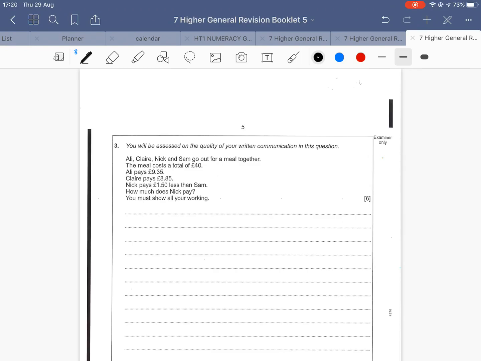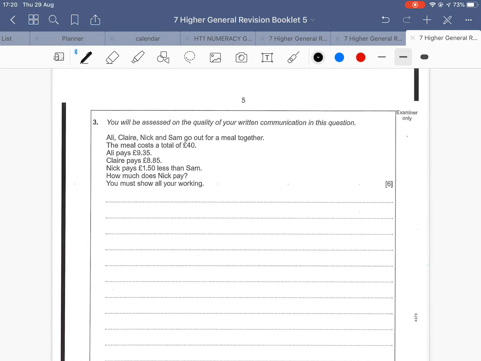Okay, question 3. You'll be assessed on the quality of your written communication in this question. Ali, Claire, Nick and Sam go out for a meal together. The meal costs £40. Ali pays £9.35. Claire pays £8.85. Nick pays £1.50 less than Sam. How much does Nick pay? You must show all your workings. But 6 marks is not too bad.